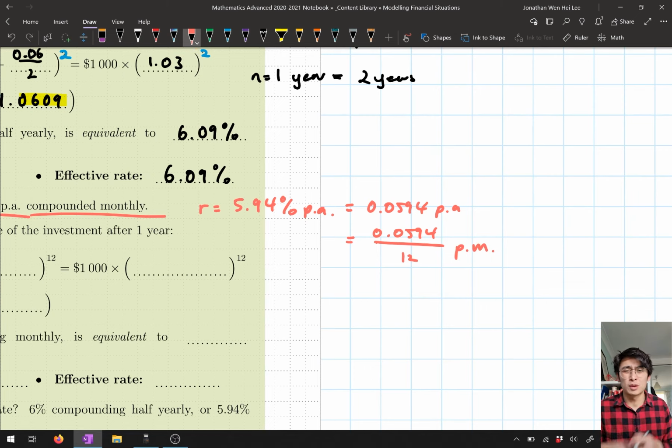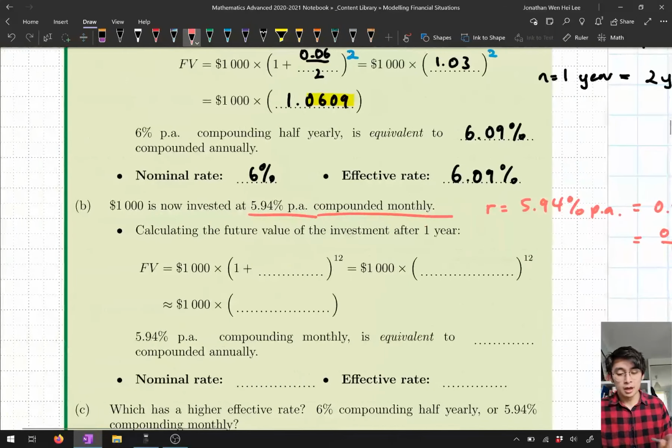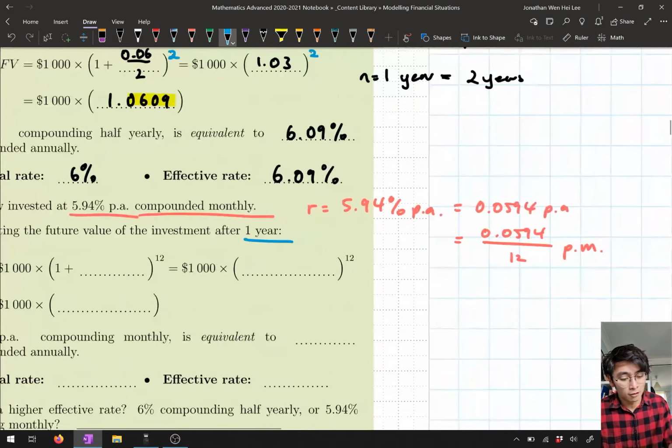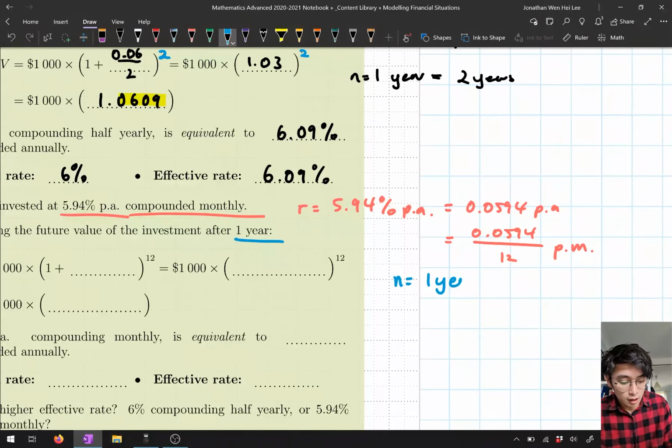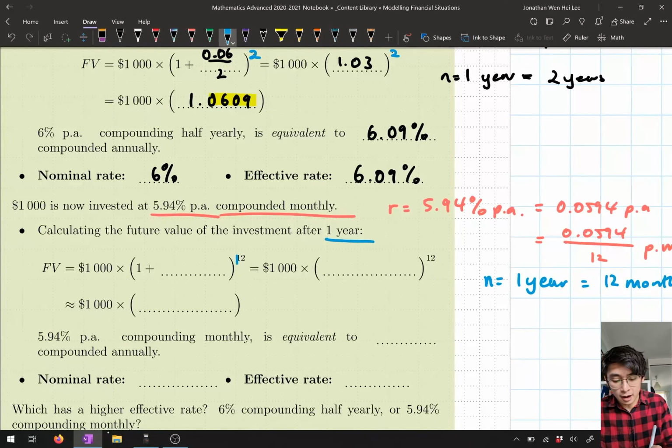Now, for some of these numbers, when they get really, really small and you put it in a calculator, it will give you scientific notation. I usually just don't prefer it, so I'm just going to leave it in this exact form. Once again, we want to calculate the future value of this investment after 1 year. One year is our number of periods, but because we're compounding monthly, we write this in months. So this is 12 months, and it's raised to the power 12.